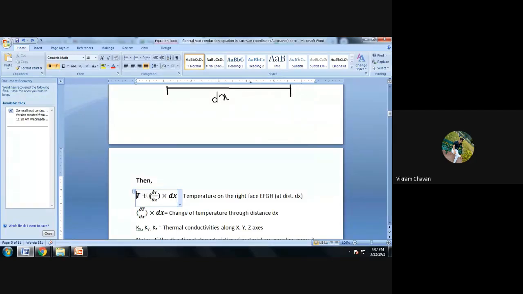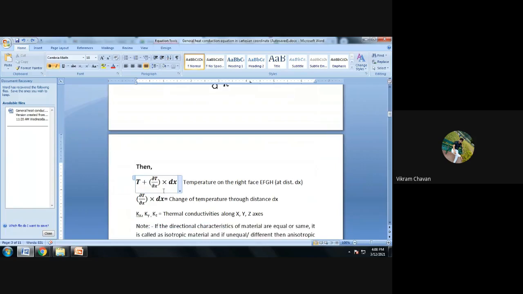So we have to consider T plus ∂T divided by ∂x as the small incremental or decremental change. It doesn't matter: if temperature is going to decrease, then that will be the decremental change, and if temperature is going to increase, then that will be the incremental change. So this is the change in a small element, and the total change over the length is found by multiplying by dx. So ∂T divided by ∂x multiplied by dx is equal to the change of temperature through the distance dx.